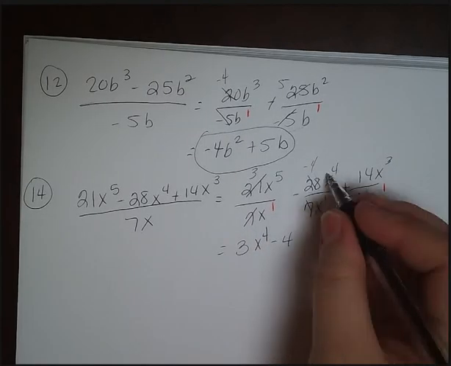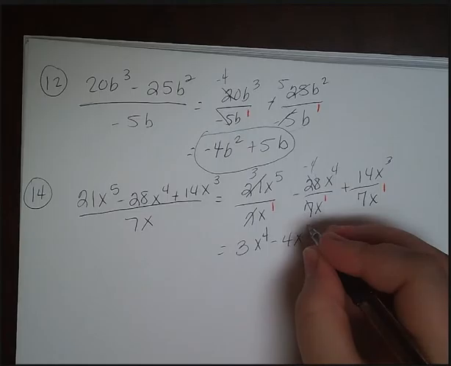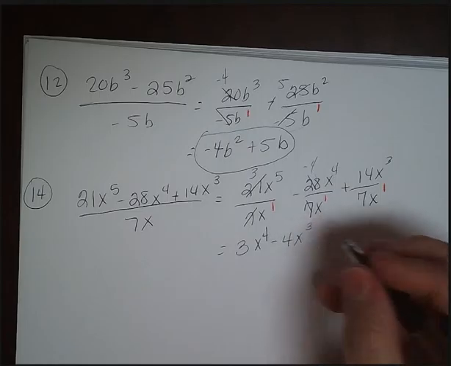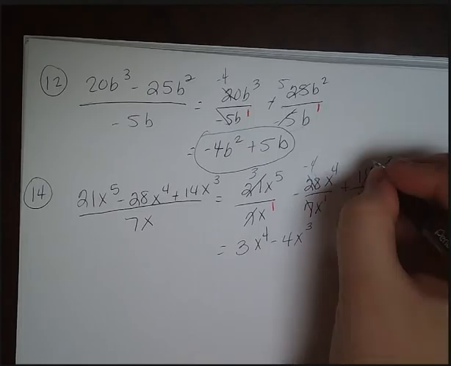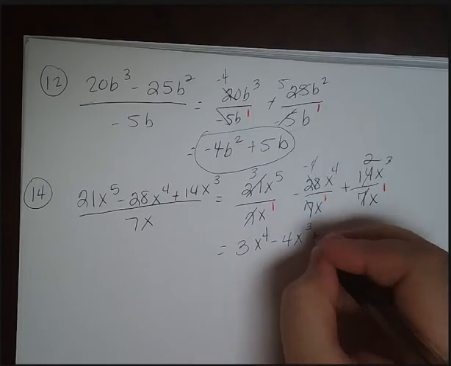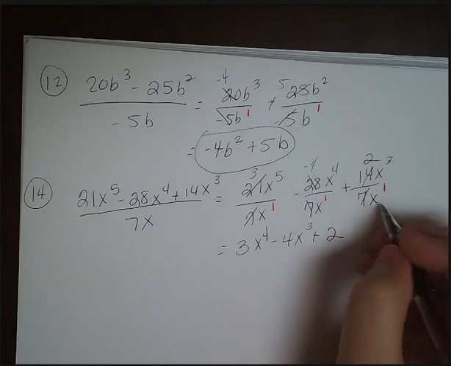And then x to the fourth divided by x is an x to the third. Then 7 goes into 14 2 times. X to the 3 divided by x to the 1 is x squared.